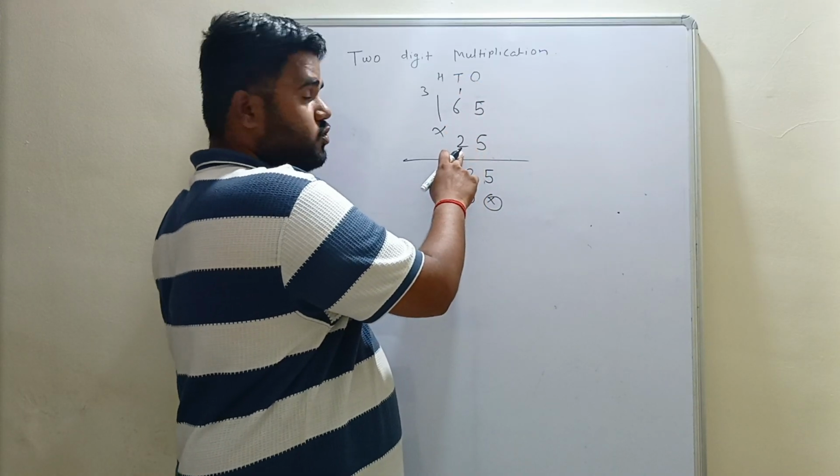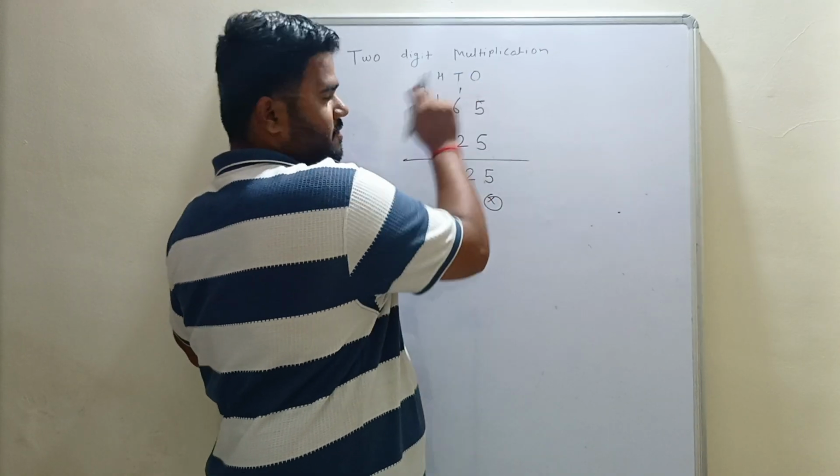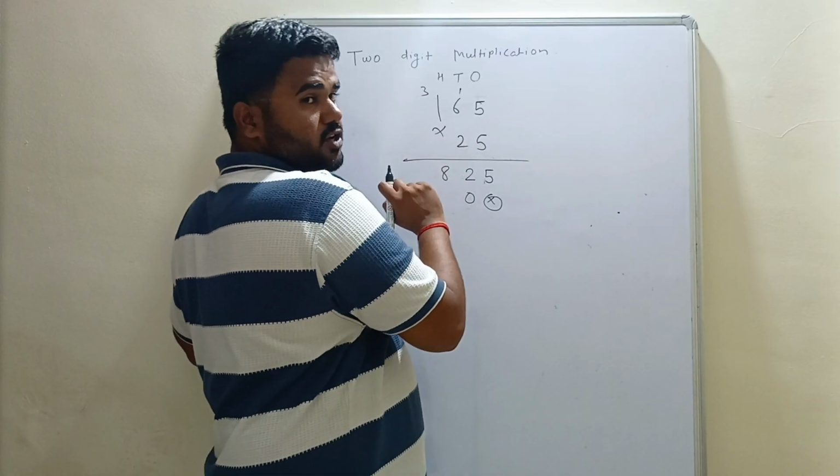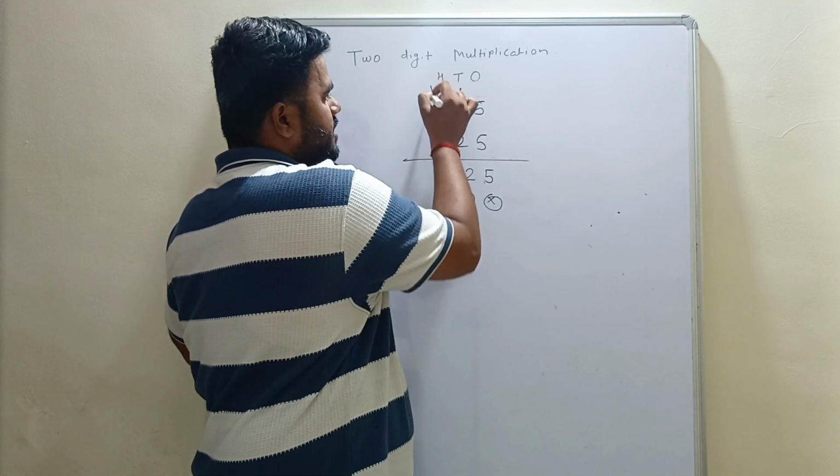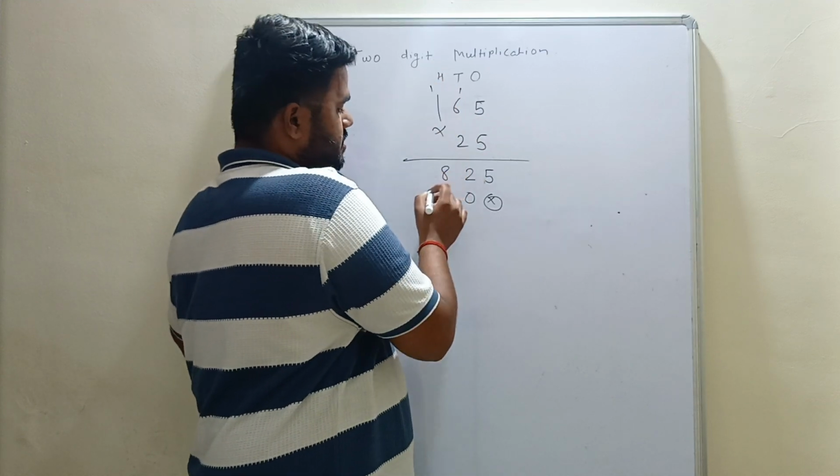Second we will multiply with 2 this number. 2 5s are 10, 1 carry. 2 6s are 12 and 1 is 13. Again 1 carry. 2 1s are 2 and 1 is 3.